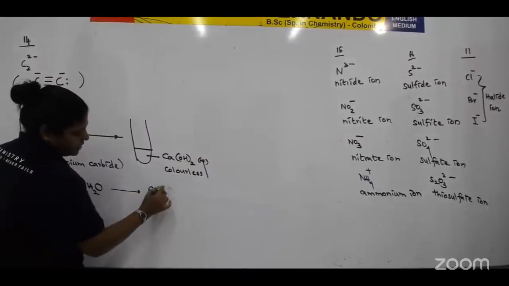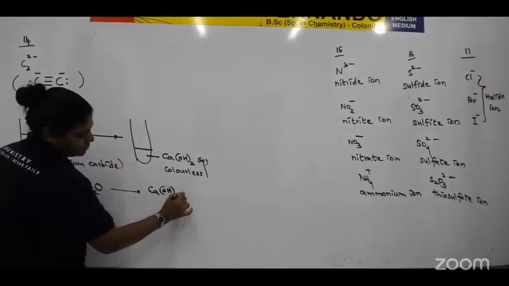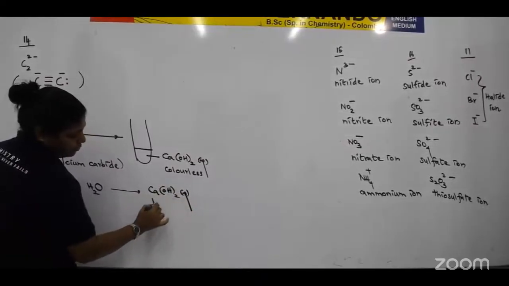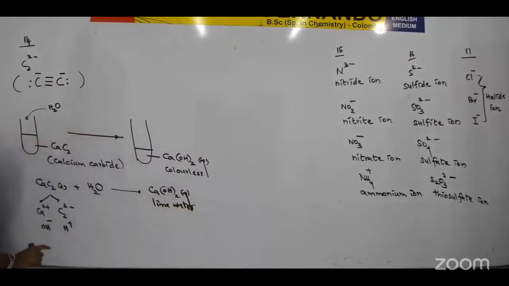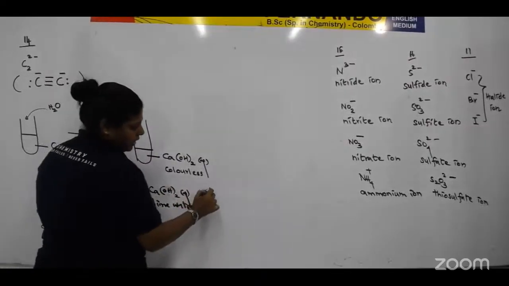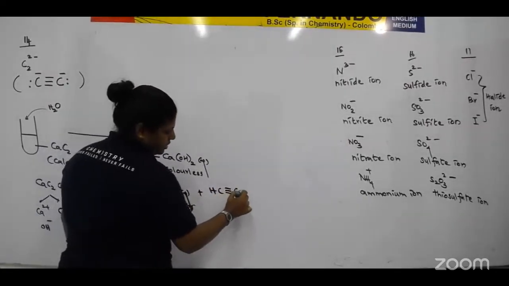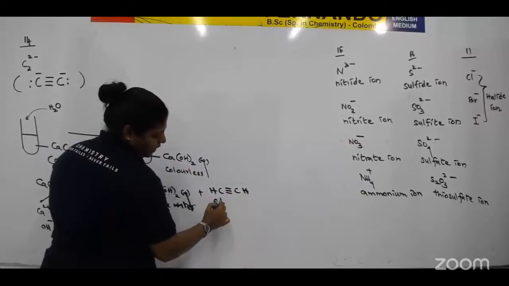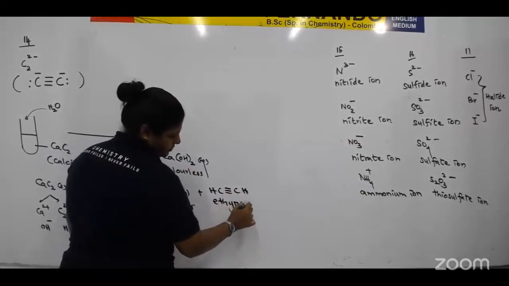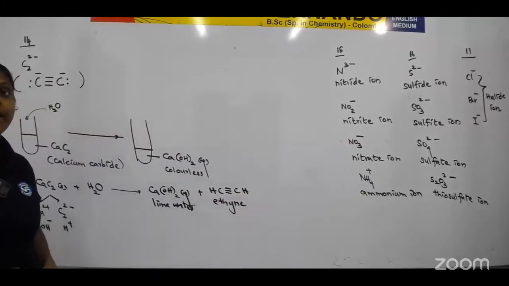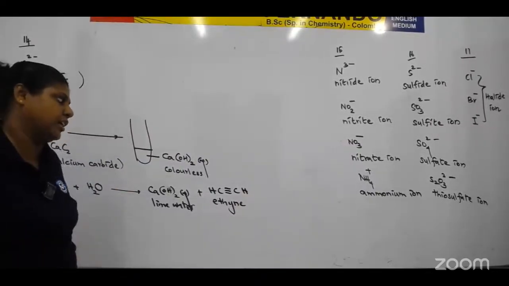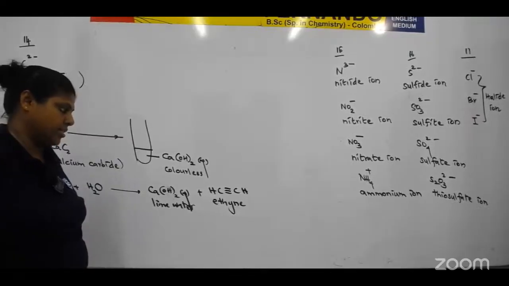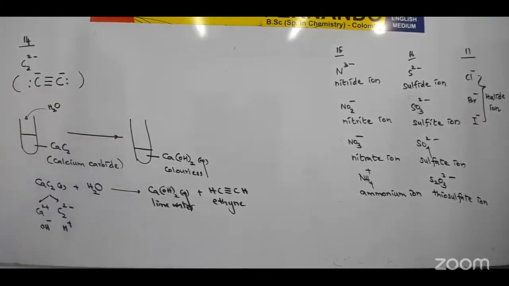What do we call calcium hydroxide? Lime water. In addition to that, carbide combines with hydrogen giving HC triple bond CH, called what? Ethyne. Ethyne is used to ripen fruits, right?